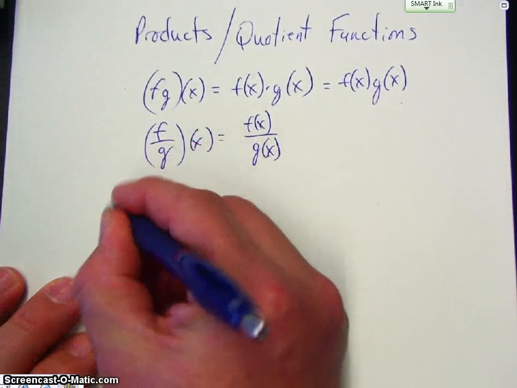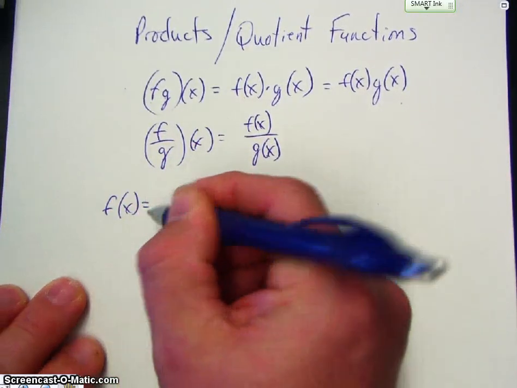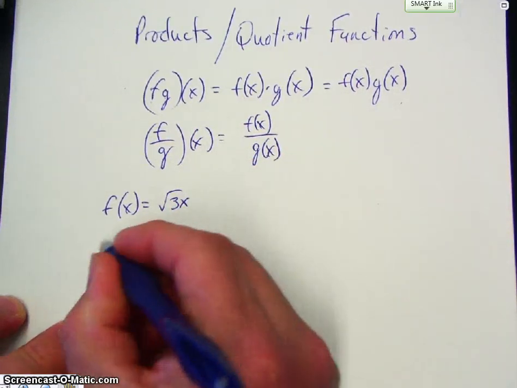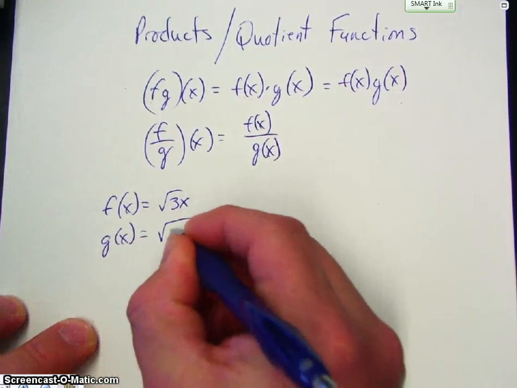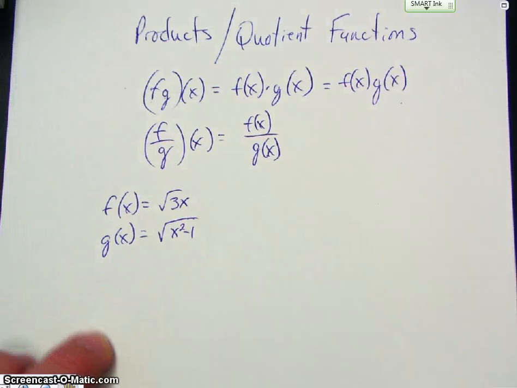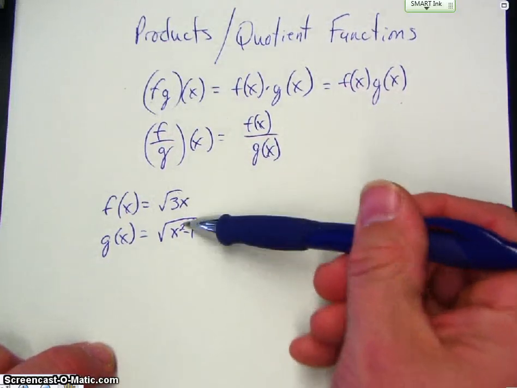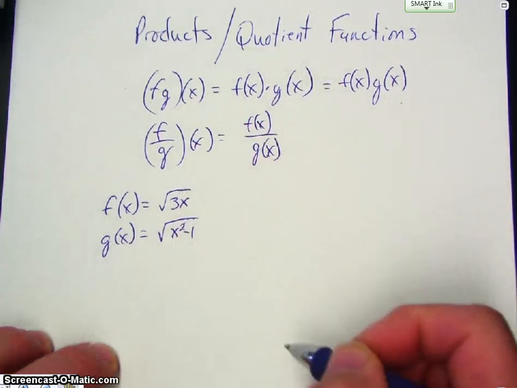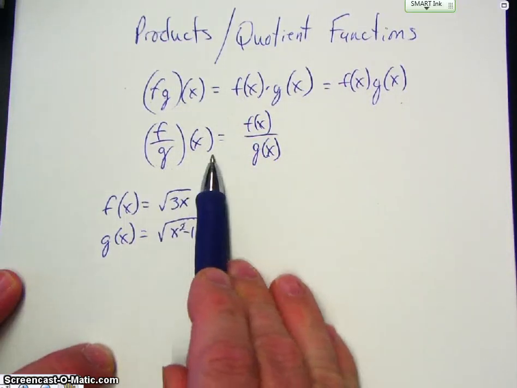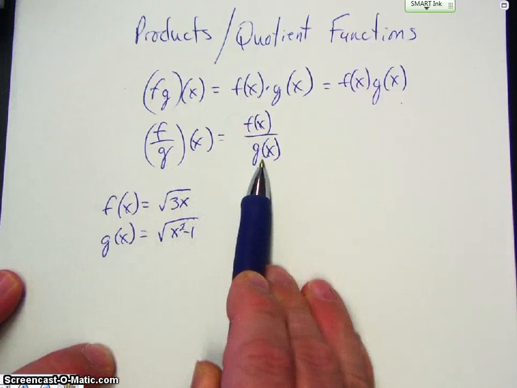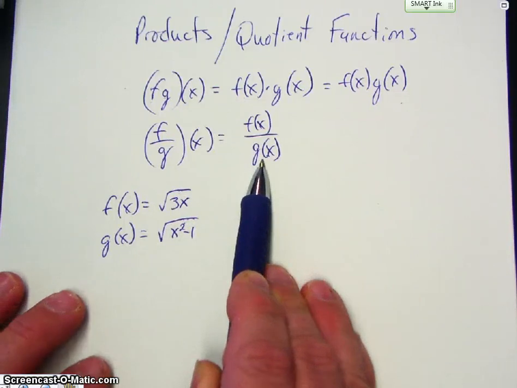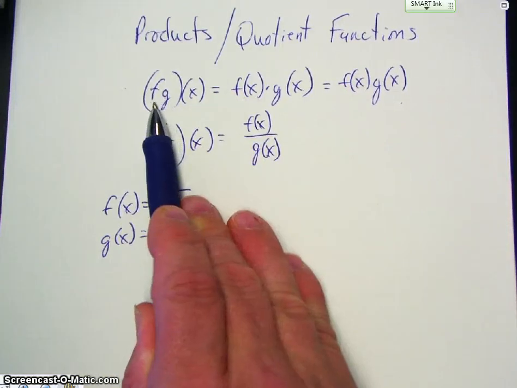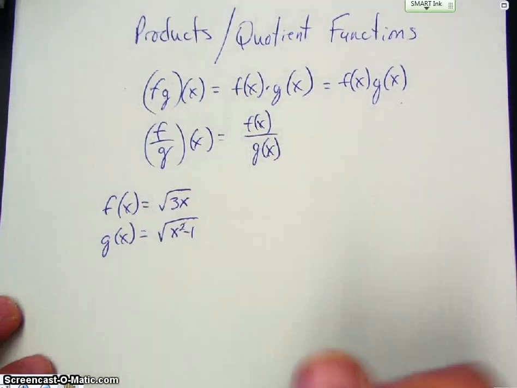So let's look. Let's say f of x is equal to square root of 3x. And g of x is equal to the square root of x squared minus 1. If you notice here, there are radicals with variables inside, so there are going to be restrictions in my domain. Now, if I apply it to a quotient problem, it creates another restriction. So there will be multiple restrictions when we do quotient. Well, first of all, let's do a product.